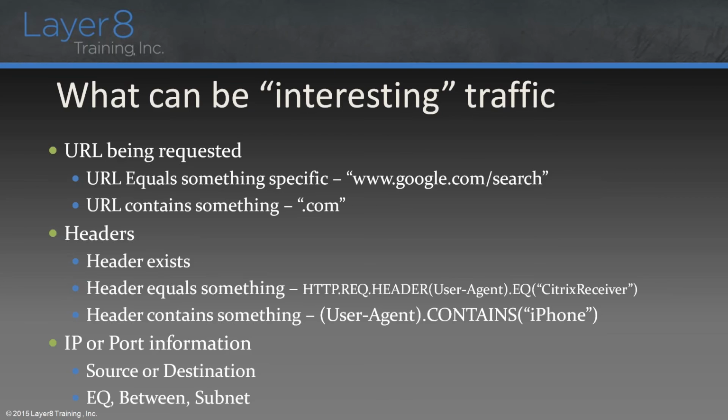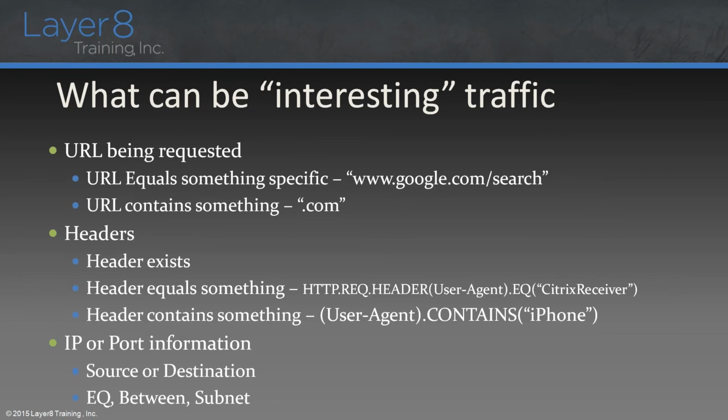Okay? I could go in and say it contains something. So if I see .com in there, that's interesting. And so I can go in and say I need this whole thing to equal something. Or I could say I just need this piece somewhere. So if you're going to google.com or yahoo.com or whatever.com, I can go in and say that's interesting. And so I can go in and look at your URL to make that decision. I can look at headers.